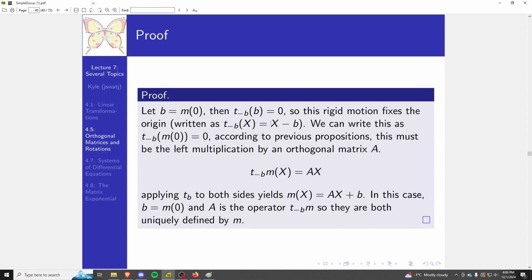I think there should be an A here. And so we can compose the two and write it as T negative b composed with M at 0. And M at 0 is b, and we know that the translation by negative b at b is 0, so this is also 0. And according to previous propositions, this will end up being the left multiplication by an orthogonal matrix. It was that one proposition we talked about a while ago.